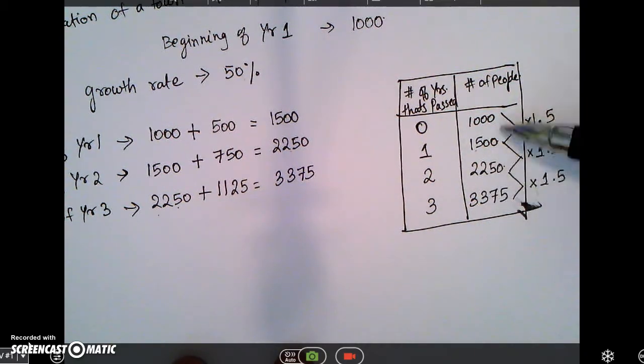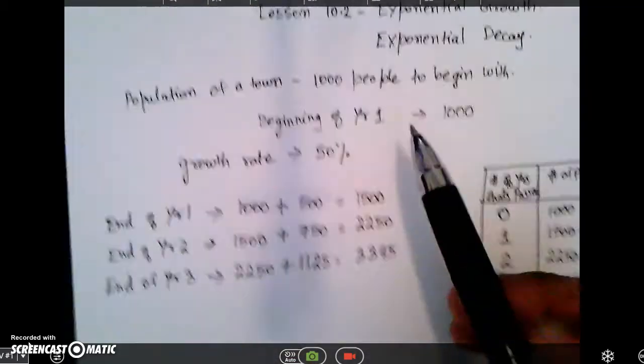As I can see, the population is growing, right? And it is growing exponentially. That's why it's an exponential growth function.